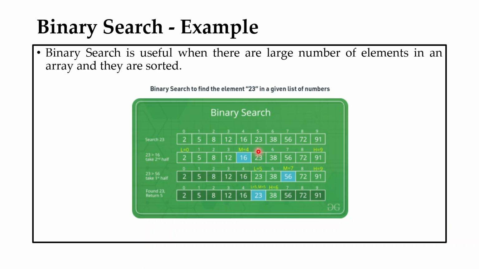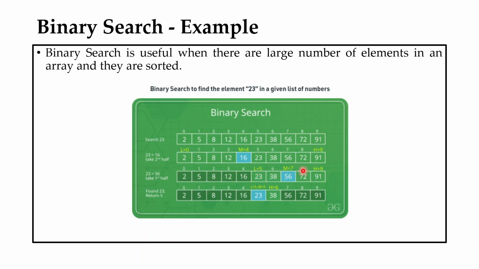So now from 5 to 9, I will find the median value. Here M is equal to 7 is the median value. So now what happens over here? The 56, and I am searching for 23. 23 is greater than... 23 is lesser than 56. That means the element I'm searching for is to the left of the 56.